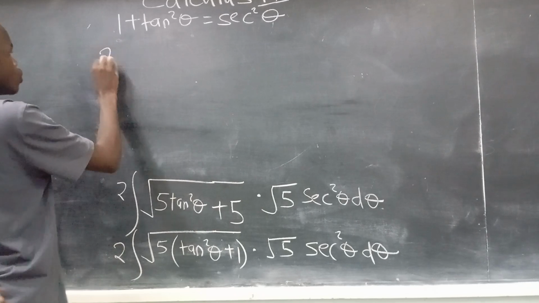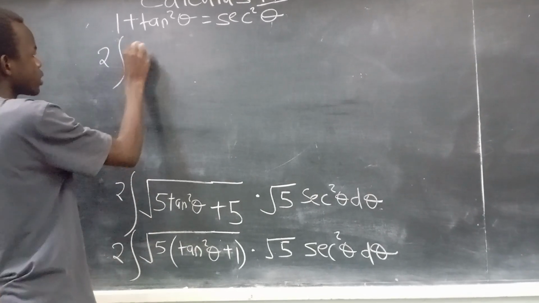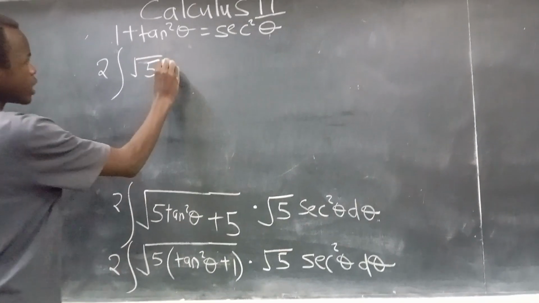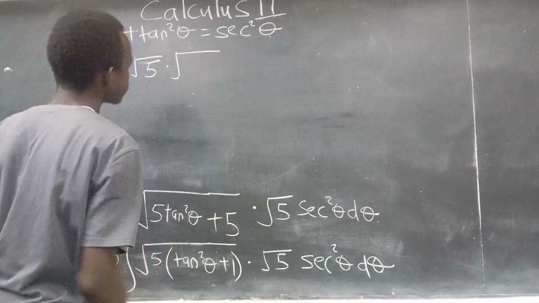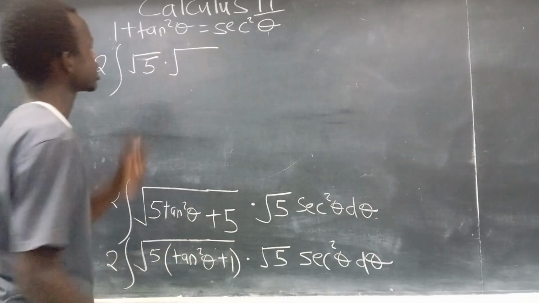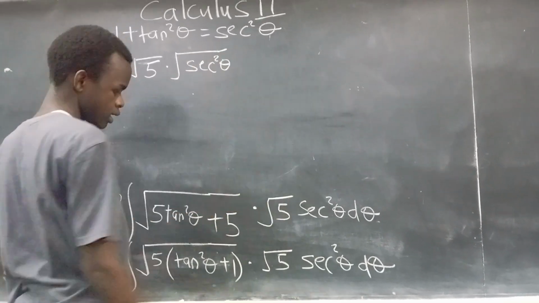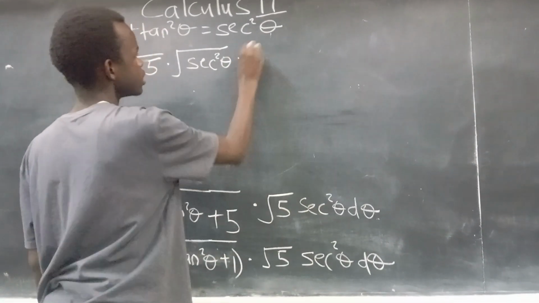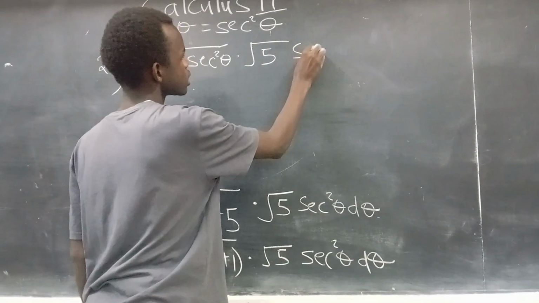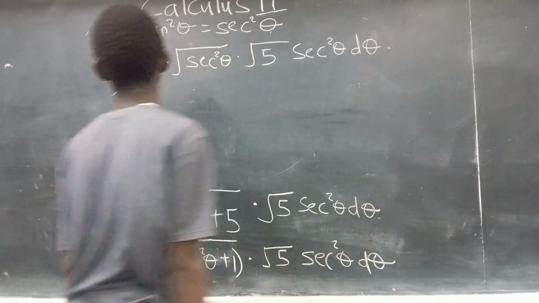So I'll get 2 inside the integral of the square root of 5, okay? The square root of 5, sorry, multiplied by now the square root of all these expressions, tan squared plus 1, and replace it with secant squared. So secant squared of theta, right? Then I'll multiply that with my square root of 5 secant squared of theta d theta, okay?